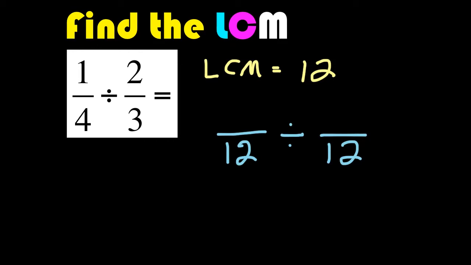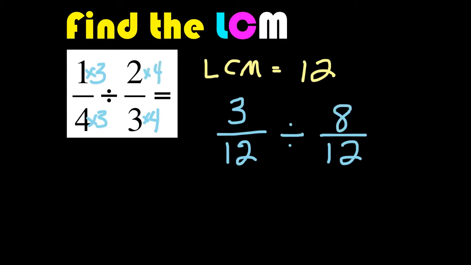For our first fraction, 1/4, we know that 4 times 3 equals 12. Whatever we do to the bottom, we do to the top. Whatever we do to the denominator, we have to do to the numerator. So 4 times 3 is 12, and 1 times 3 is 3. For our second fraction, 3 times 4 gives us 12. Whatever we do to the denominator, we do to the numerator, so 2 times 4 is going to give us 8.